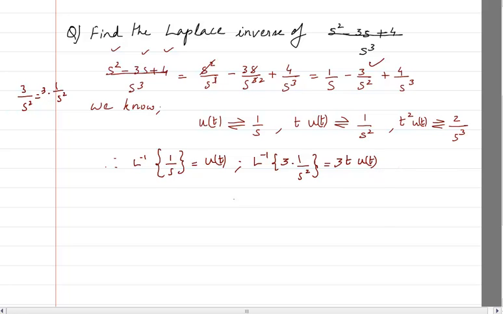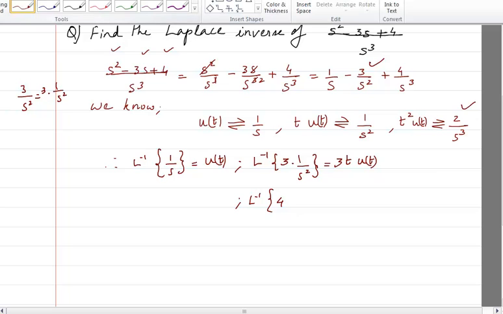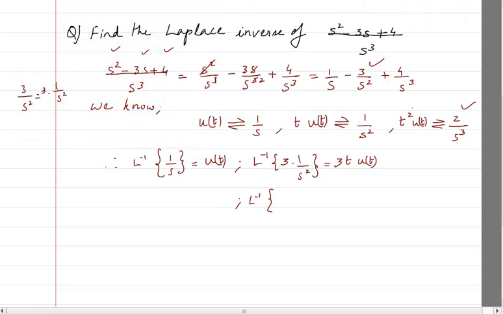And the last one is Laplace inverse of 4 by s cube. Now can I write it directly? No, because this is 2 by s cube. So I will first write 2 by s cube, and what should be multiplied so that it becomes 4 by s cube? It should be multiplied with 2. So 2 times 2 by s cube is 2 times t square u of t.